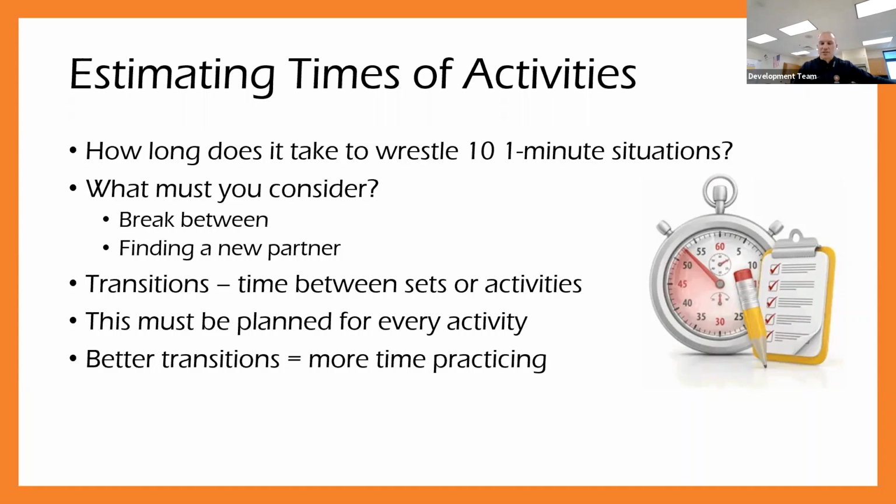Because better transitions equal more time practicing, which is what we're all trying to get out of our athletes, is more time practicing. Because sometimes we only know we have an hour and a half with those athletes. We want to get the best hour and a half we can. But if we're spending time trying to find new partners, we're taking time in between different activities, all of those things reduce the amount of time our athletes are actually training.